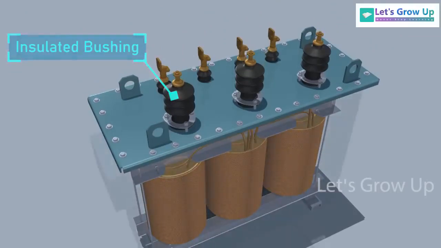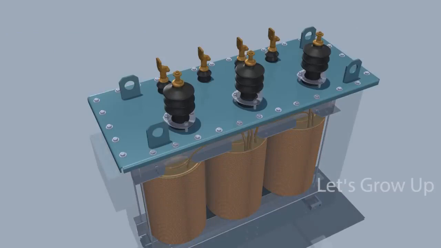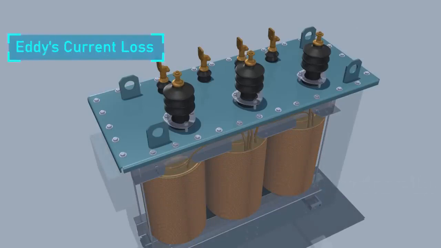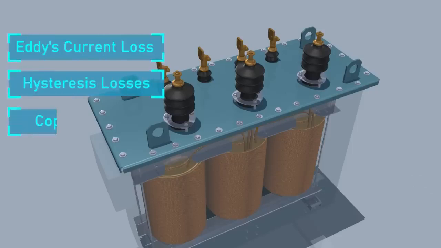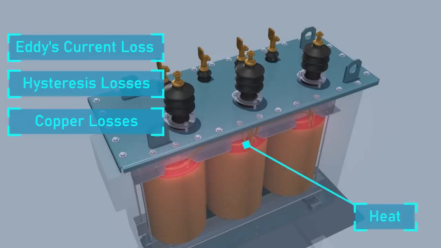During its working, or transferring the power from the primary to the secondary winding, various energy losses happen, like eddy current losses, hysteresis losses, and copper losses. All these losses generate heat. To prevent heat, transformer oil is used inside the tank.